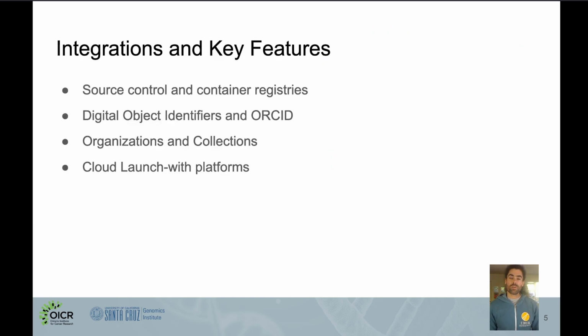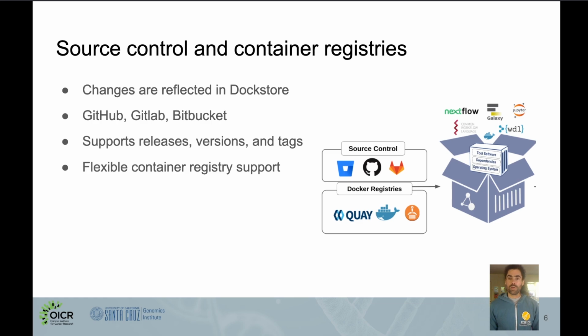So now that I've given you a little background on what Dockstore is, I'd like to go into some of the integrations and key features which make it easy to create, share, and use workflows. First and foremost, we integrate with source control repositories. So if you make changes in your underlying source control repository, be it GitHub, GitLab, or Bitbucket, then those changes will be reflected within dockstore.org more or less automatically. Things like releases, versions, and tags will also show up so that researchers can find and use the exact version of a workflow that they're looking for.